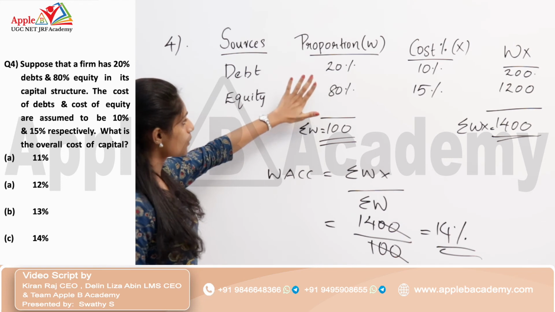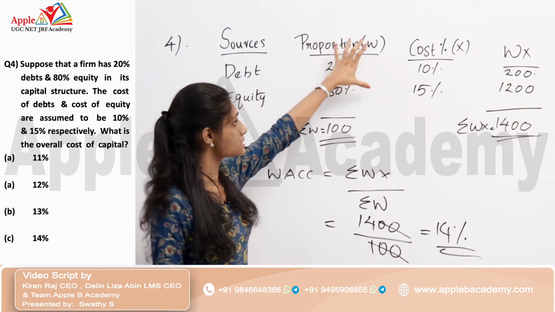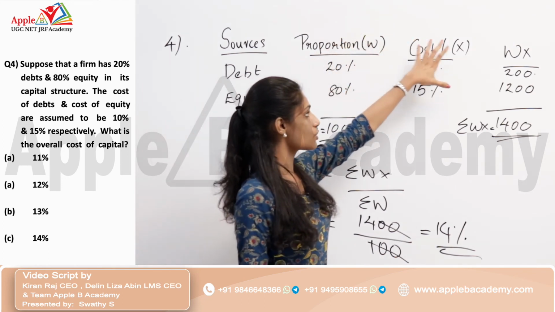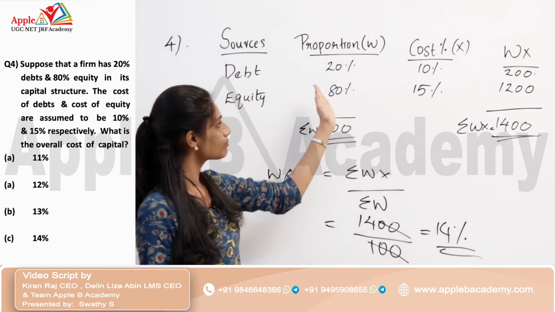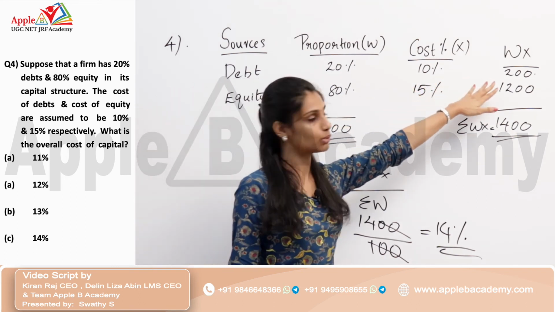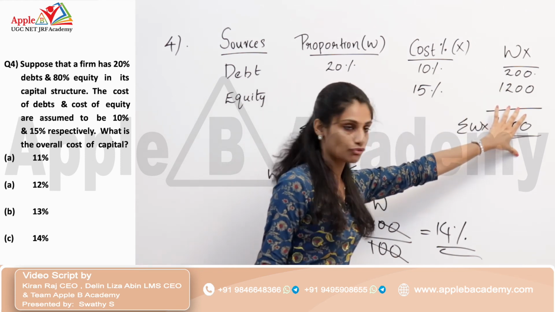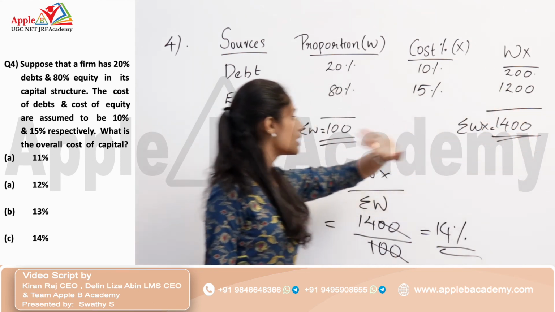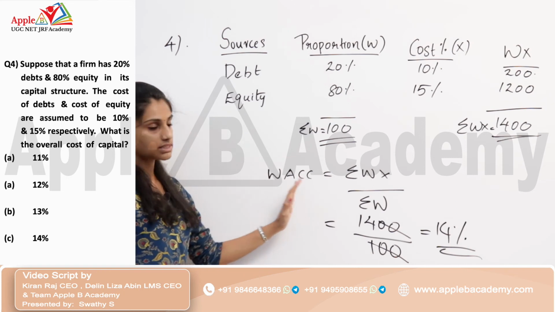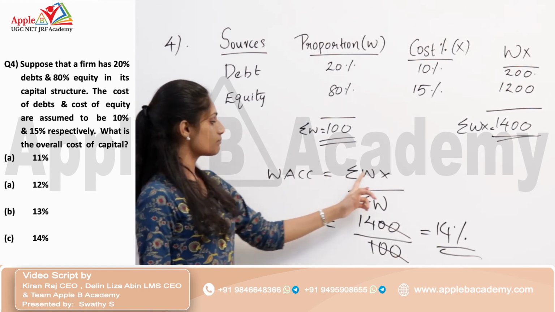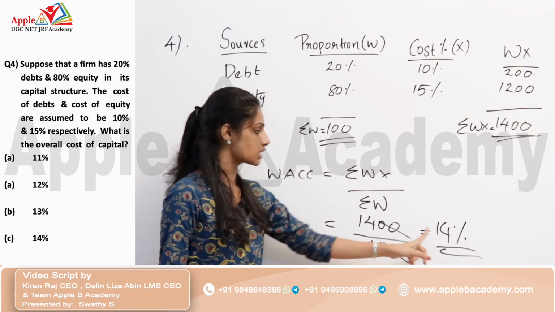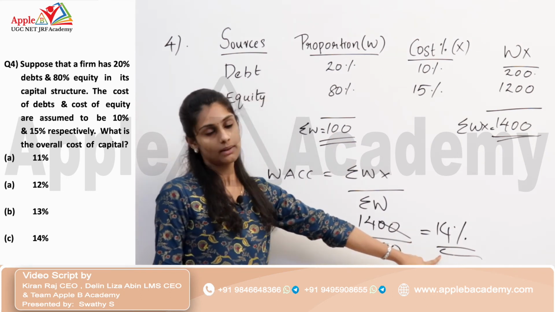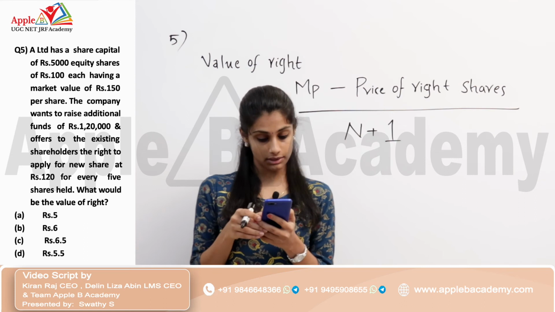So here we have the proportion. Firstly you have to take the proportion, and this proportion is considered as a weight, and the cost, or X, is considered as the cost of debt and cost of equity. Then you multiply these items, that will be WX, and you take the total of WX, that is 1,400. Then the equation for finding weighted average cost of capital is sigma WX divided by sigma W, that is 1,400 divided by 100, which will give you 14%. So moving to another question.